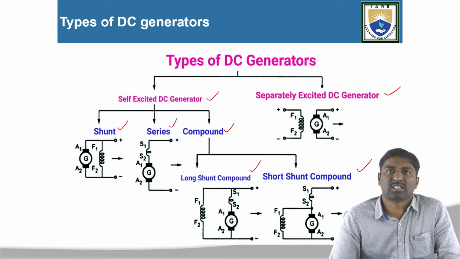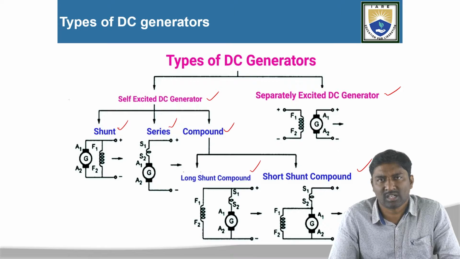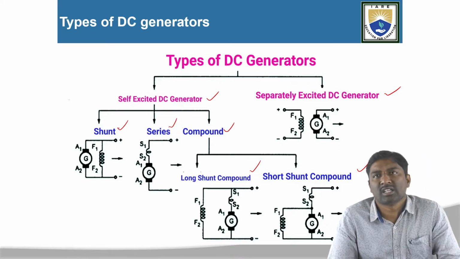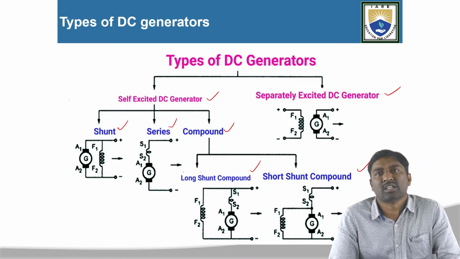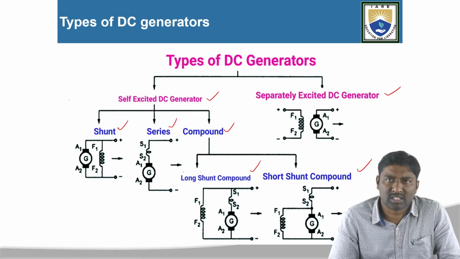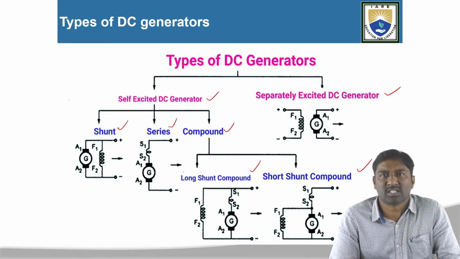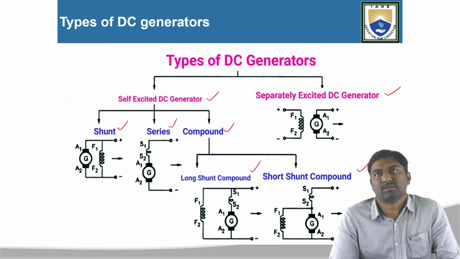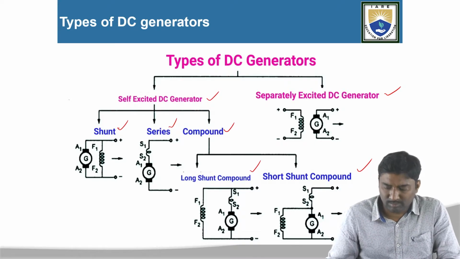We will discuss what is meant by a shunt generator, what is meant by a series generator, what is meant by a compound generator, what is meant by a separately excited generator, and what is meant by a self-excited DC generator. We will discuss that.